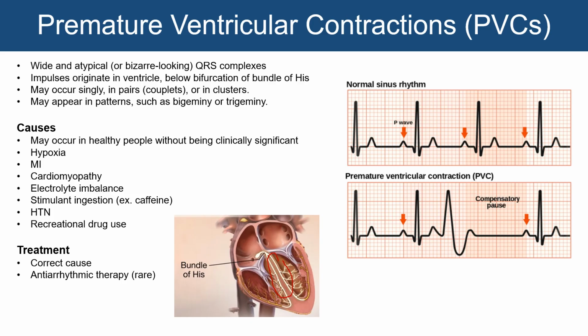They can be benign. Me and you can have that. If we were hooked up to a monitor, it might show some PVCs every now and then, not clinically significant. Or they can come as a result of hypoxia, MI, cardiomyopathy, electrolyte imbalance, if you drink a lot of caffeine, hypertension, and if you do drugs. So we're not really too concerned unless you have a lot of PVCs next to each other, and we'll see what it can turn into next. The treatment for this is to correct the cause and possibly antiarrhythmic therapy, but that's rare. That's not very common.